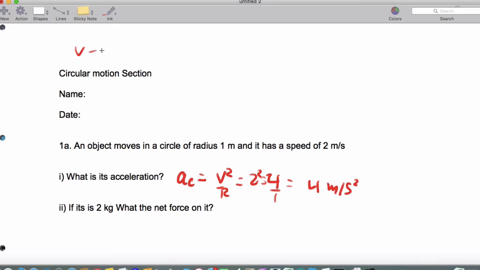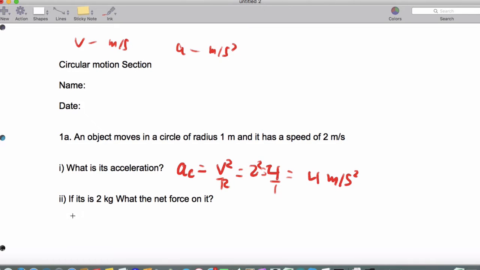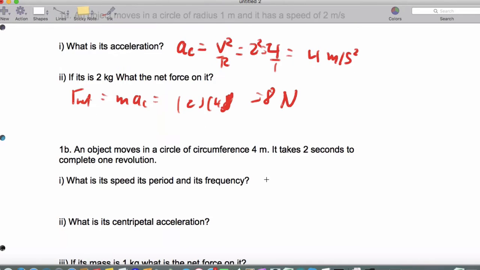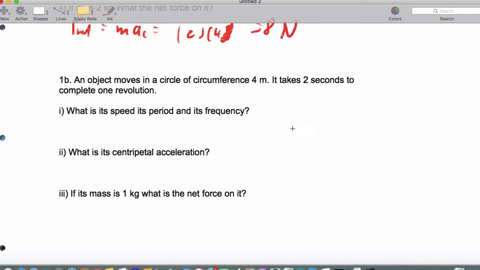Just to be clear, v is meters per second, acceleration is meters per second squared, and that's something that we kind of get thrown off on. And then if we want the net force on it, F net is going to be m times a centripetal, and that's going to be 2 times 4. I got a little ahead of myself there, so that's 8 newtons, okay, forces in newtons. And then we kind of keep this going here.